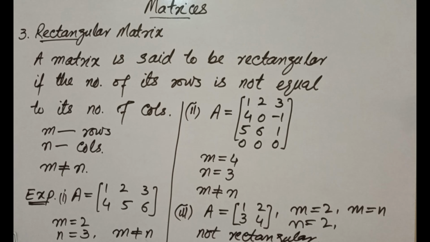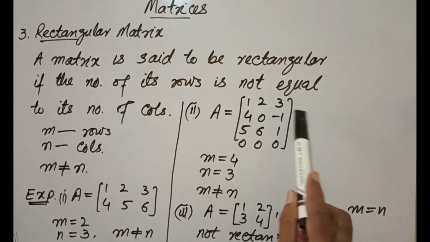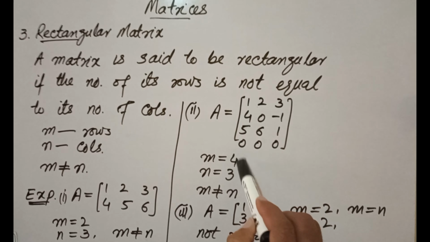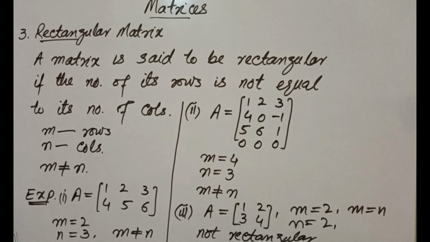The first two examples, this matrix is rectangular because the number of rows is not equal to the number of columns. Similarly, this is also rectangular because the number of rows is not equal to the number of columns. But the third case, this is not rectangular because we have the number of rows equal to the number of columns. This is another type of matrix that we'll define next.